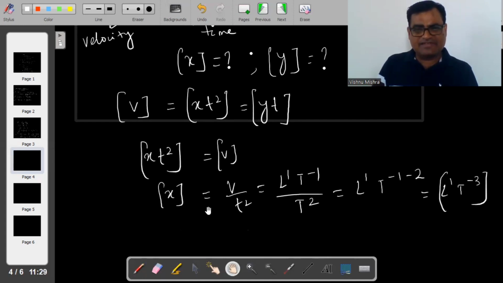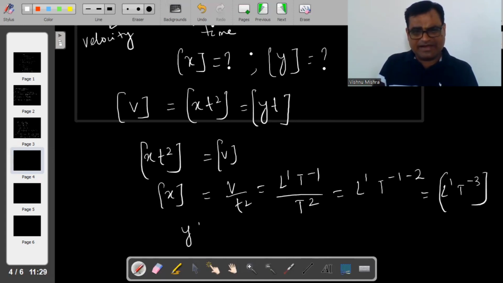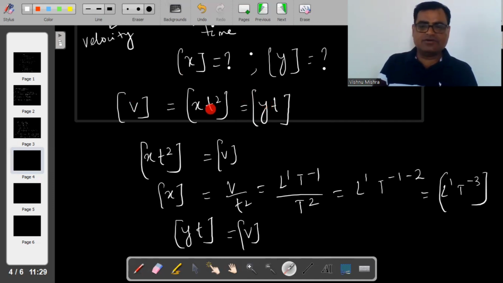Now what is y's dimension? We can write easily, yt is equal to v. Either you can equate yt with v or you can equate yt with xt square. No problem there. But if you equate these two, the calculation will be wrong. Better to work out yt is equal to v. Where the calculation is easy, you take that one. If you take the other, that will also be correct, but here the expression is lengthy. If you take these two, you can easily work it out.